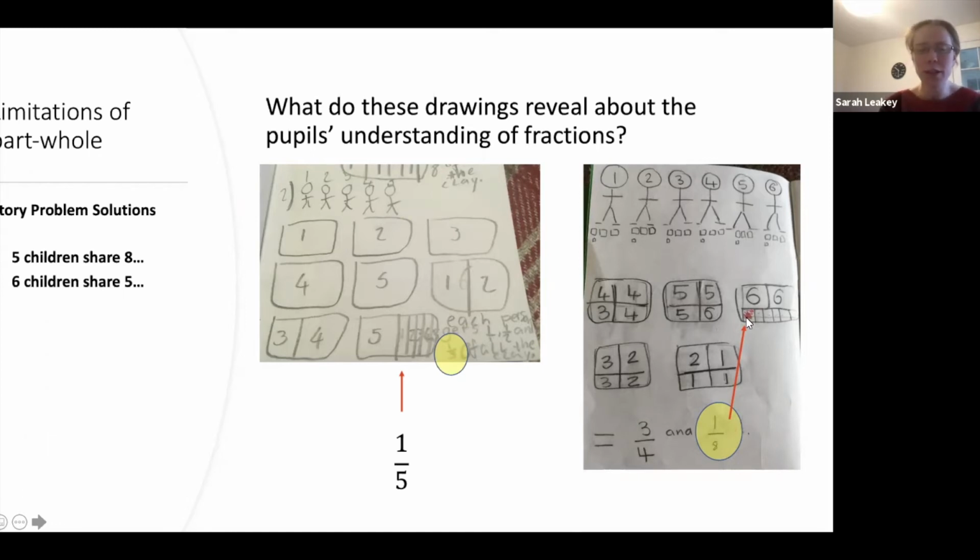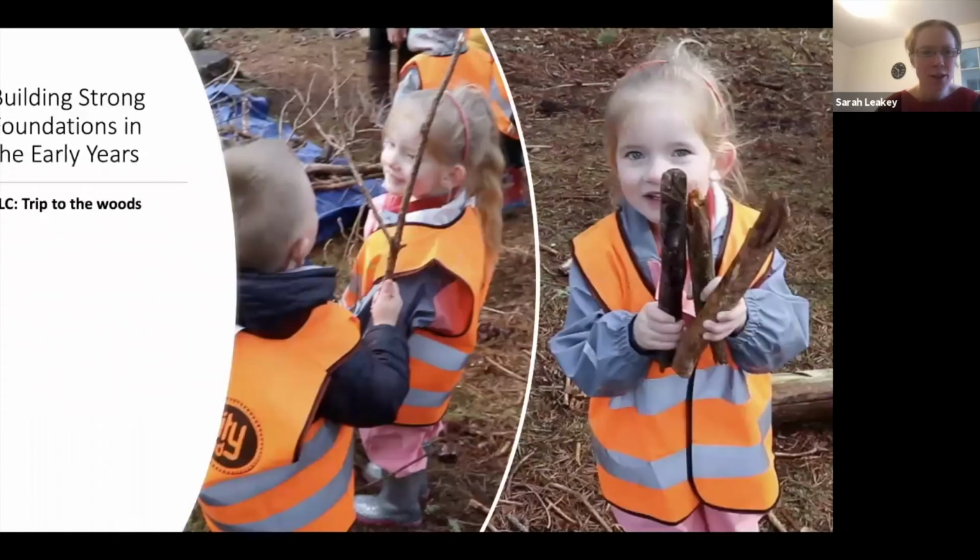So just to make people aware of how this part-whole understanding might lead to misconceptions with pupils or gaps in understanding. So we're going to build through from the early years into the end of primary school, developing a stronger understanding of fractions.